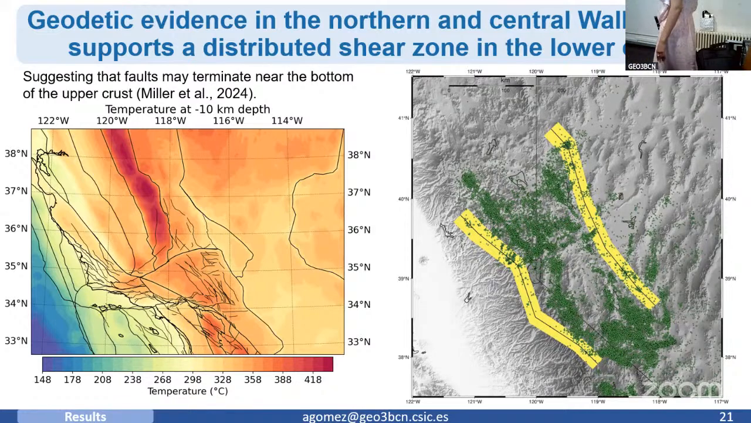What is important to point out here is that according to this inversion, what they found is that the faults might terminate near the bottom of the upper crust. So the faults are not actually cutting the entire crust, but they are actually seated above a broadly distributed shear zone. So how can we explain this shear zone? We do need to have increased temperatures in order to allow the rocks to deform in a more ductile behavior. And at the top, we have the rocks deforming in a more brittle way, as you can see here, these are the earthquakes.